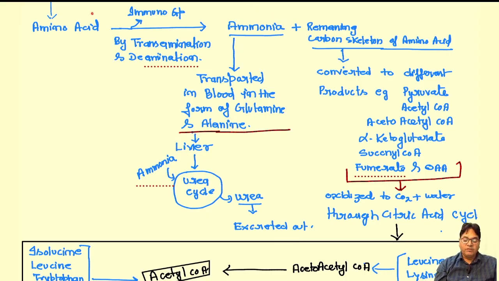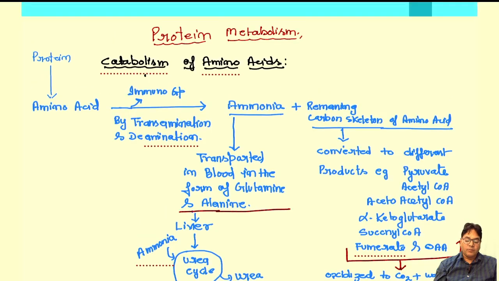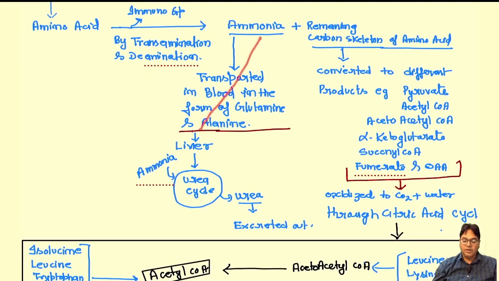So when we start with amino acids, they are the products of protein digestion. These amino acids, after removal of the amino group by transamination or deamination, get converted into ammonia. This ammonia is transported in the blood, goes to the liver, and then through the urea cycle gets converted into urea, and that's why we are ureotelic.